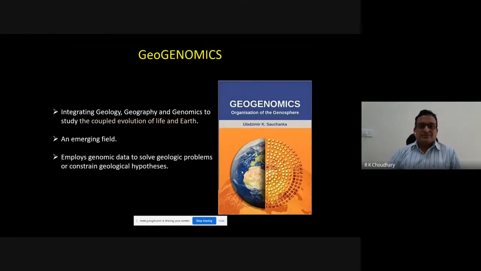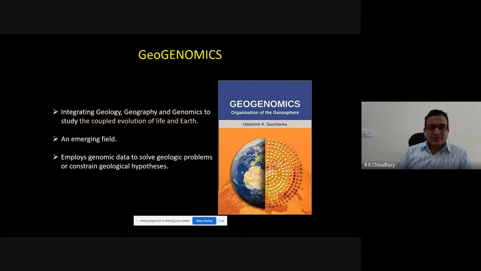Then also this concept is being changed. Nowadays, you have something called geogenomics, where you are going to integrate the data from geology, geography, and genomics to study the coupled evolution of life on Earth. This is again an emerging field.